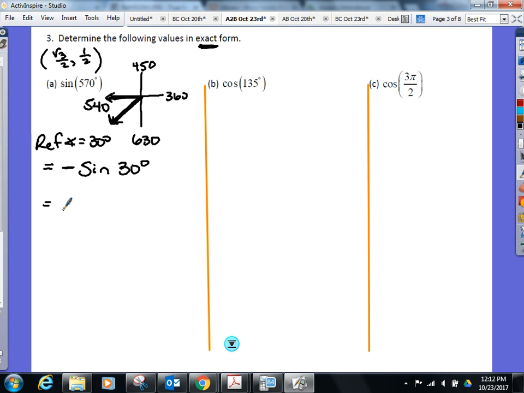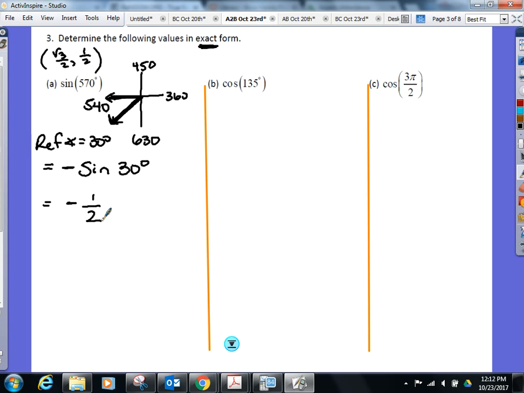Cooper, you're up. If I'm looking for sine, which coordinate do I want? The y value, so it's going to be negative 1/2. Take a look at what we just did up there. Any questions? Negative 1/2.